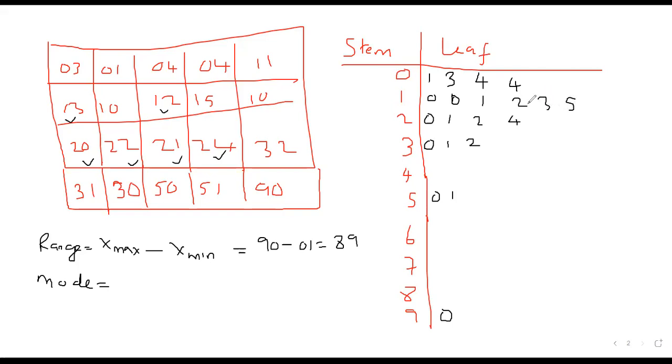Okay. So the n is 1, 2, 3, 4, 1, 2, 3, 4, 5. So 4 times 5 is 20. Let's ensure that the n is 20. Let's count them. 1, 2, 3, 4, 5, 6, 7, 8, 9, 10, 11, 12, 13, 14, 15, 16, 17, 18, 19, 20. So 20, that's where we are. All right. So what is a mode?